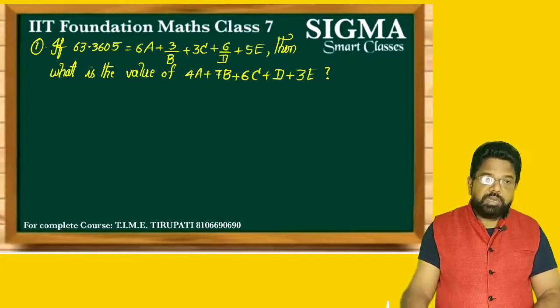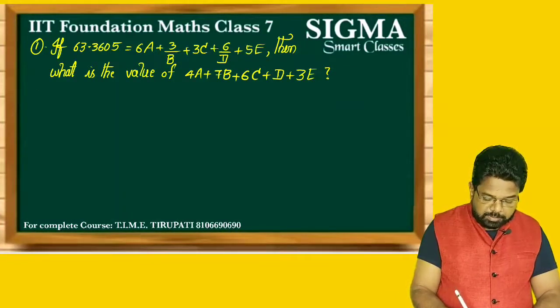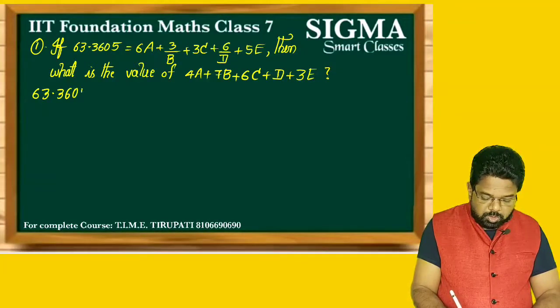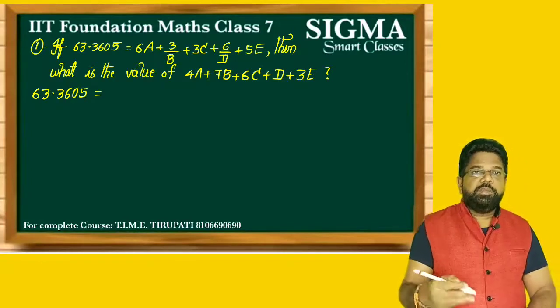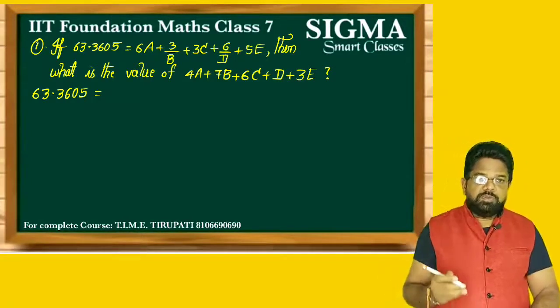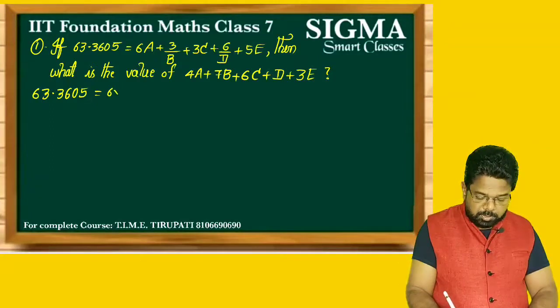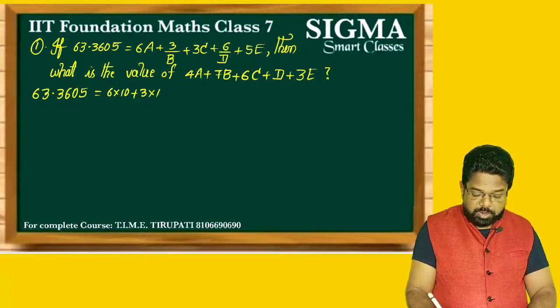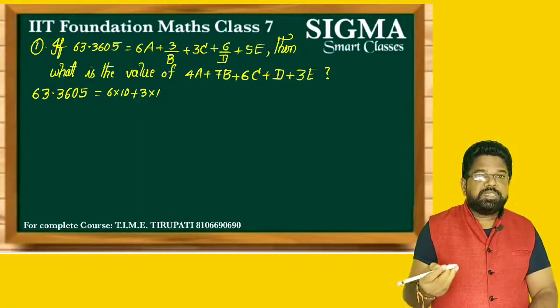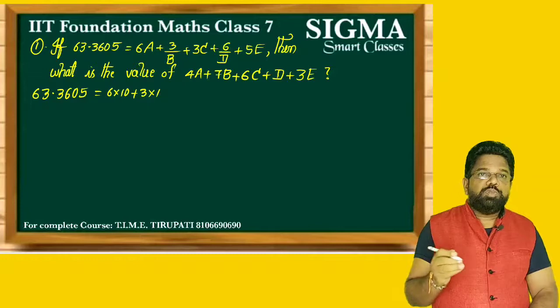So see here, the given number 63.3605 can be written as now. 6 is in the tens place, so tens place means it can be multiplied by 10, 6 into 10. Plus now 3 is the units place value, so units place value can be multiplied by 1. So 6 into 10 is 60 plus 3 into 1 is 3. By adding these two, how much you got?